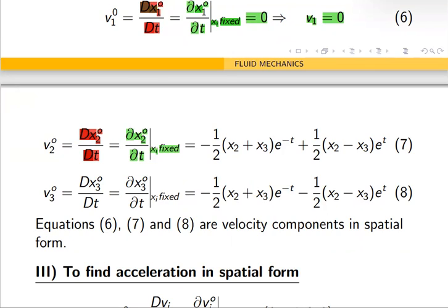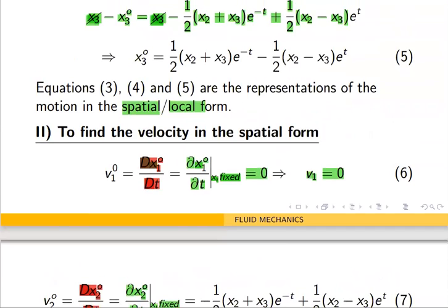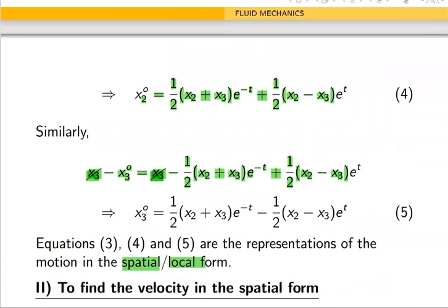So x2 naught comes in which equation? We'll look at the equation. So x2 naught, that is equation 4. Here we have, right? This is x2 naught. Okay, so here x2 naught.